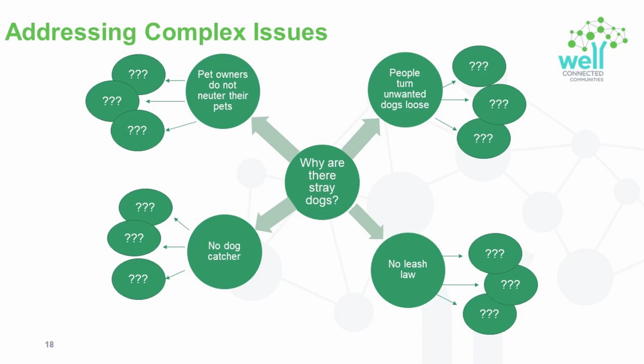Possible reasons are that there's no leash law in your town, a policy issue, or that there is no dog catcher, which might be an issue of local tax revenue, or of animal control being a low priority for your city. Other reasons might be that people turn their unwanted dogs loose, or that they don't spay or neuter their pets, which leads to increased dog population. As you can see, each of the 4 possible reasons why there are stray dogs has additional underlying reasons or causes, root causes of the issue. It is complex, but the more we ask why, the closer we get to identifying the real issue.